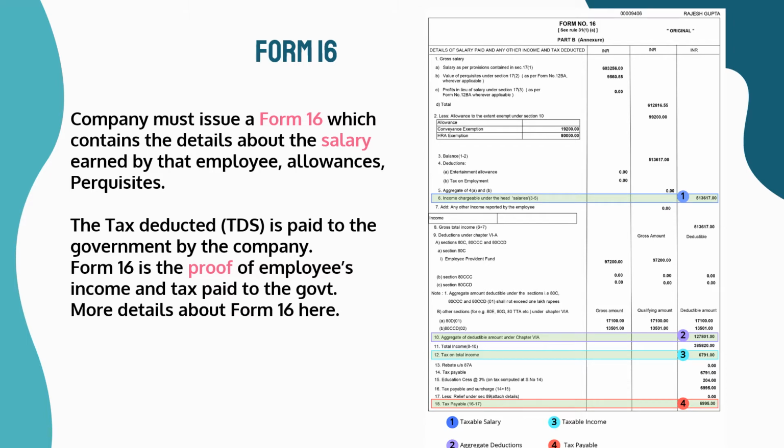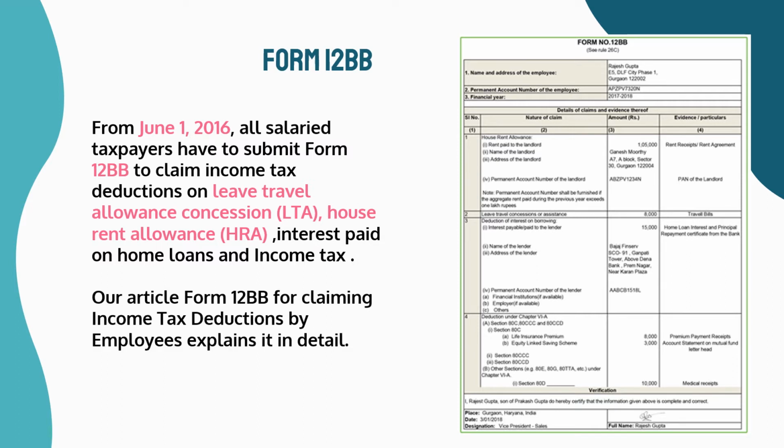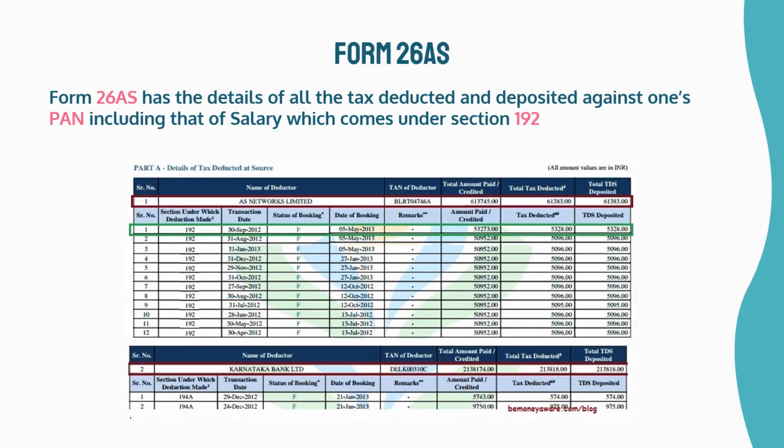Form 12BB: from June 1, 2016, all salaried taxpayers have to submit Form 12BB to claim income tax deductions on leave travel allowance (LTA), house rent allowance (HRA), interest paid on home loans and income tax. Our article on Form 12BB for claiming income tax deductions by employees explains it in detail. Form 26AS has the details of all the tax deducted and deposited against one's PAN.